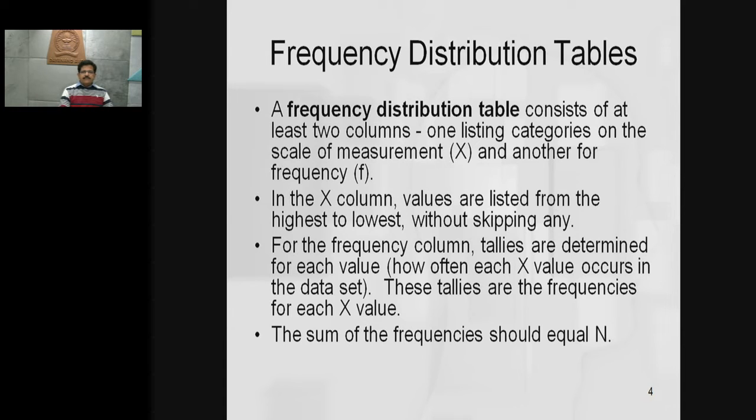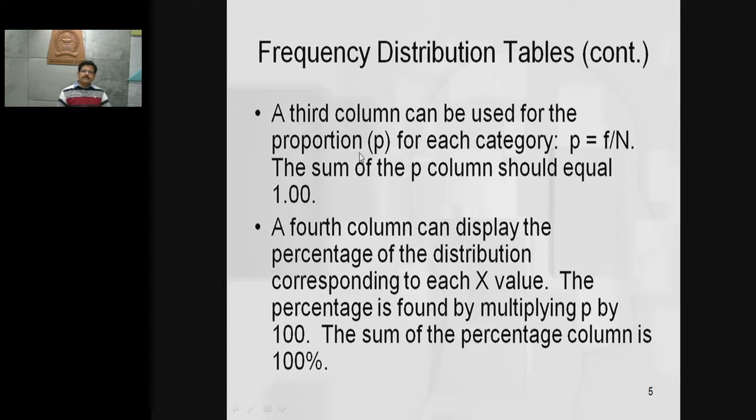In the column X, we list all the values from either lowest to highest or highest to lowest without skipping any. And for the next column, that is the frequency column, we use tallies to determine for each value how often each X value occurs in the data set. These tallies are the frequencies for each X value. And if we add up all these frequencies, we get the total frequencies, that is capital N. Capital N is nothing but the sum of all frequencies.